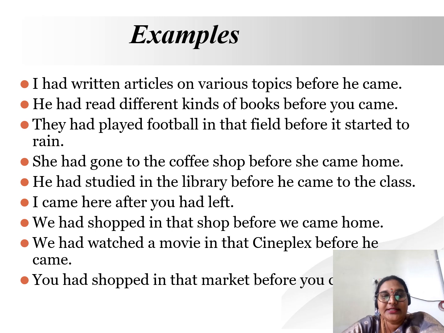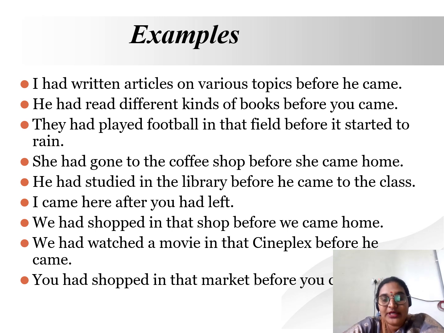And if you can see these examples: I had written articles on various topics before he came, he had read different kinds of books before you came, and they had played football in that field before it started to rain. If you can see all these examples, we can clearly see that there were two actions that happened in the past, and we are expressing one action in the simple past tense and another action in the past perfect tense. So, I came here after you had left.